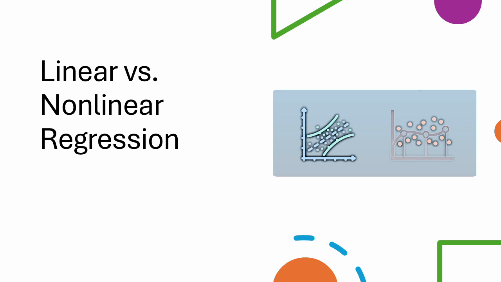Let's say you're studying the effects of a new medication. At low doses, the relationship between the dose and the effect might be linear, but at higher doses, it could plateau or even become harmful. Whoa. So in that case, sticking with a linear model could miss those critical shifts in the relationship.